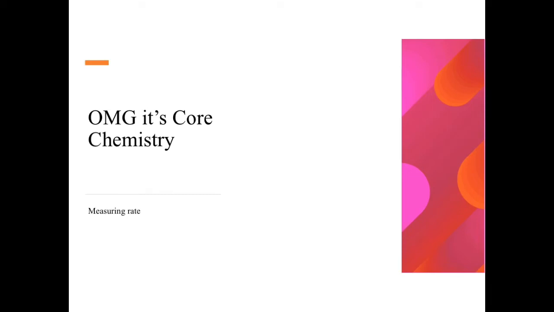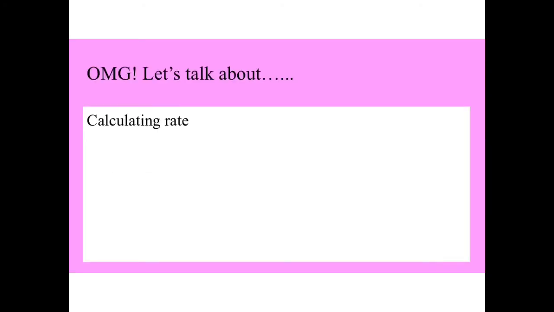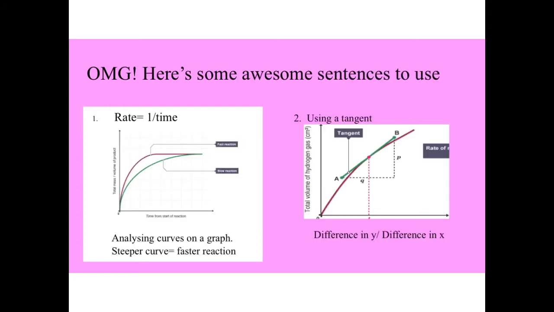Right, so welcome back to another OMG, it's core chemistry, and this is about measuring rates of reaction. There are a couple of ways we can measure rates of reaction. The first thing we're going to look at is calculating rate. There are two different ways to calculate rate.